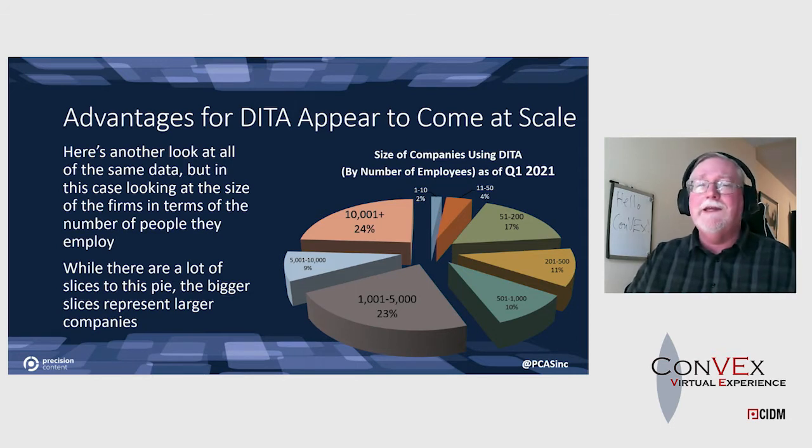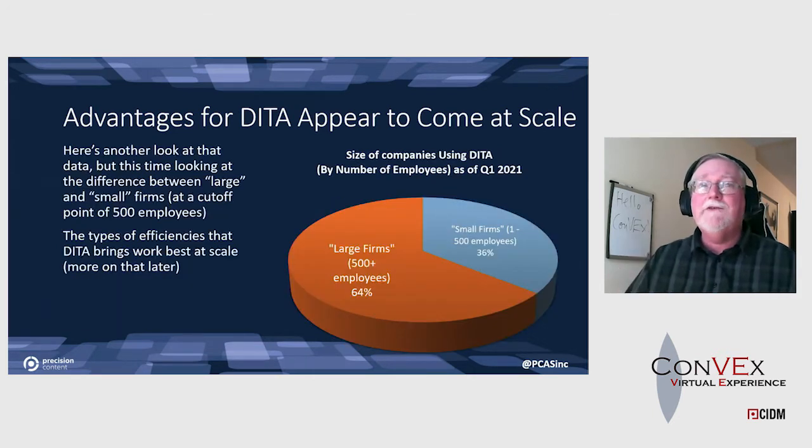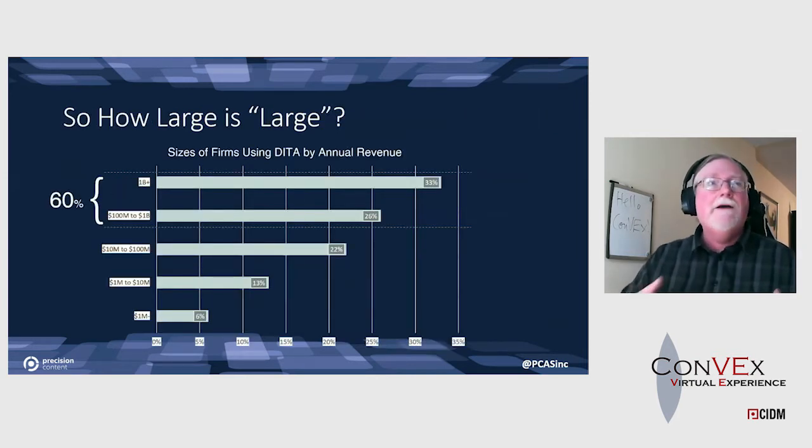Now, if you then collate this information together and look at the same information, but say let's call a large firm essentially 500 plus employees, the same information shows that in fact it's mainly, not exclusively, but mainly large firms that are making the most of DITA. And again, I think what this is showing is that the types of efficiencies that DITA brings seem to work best at scale.